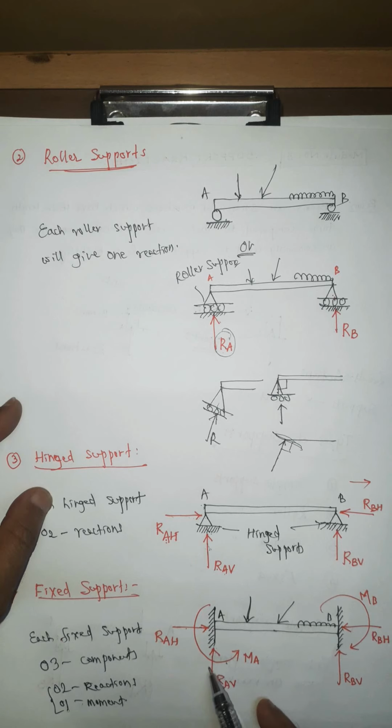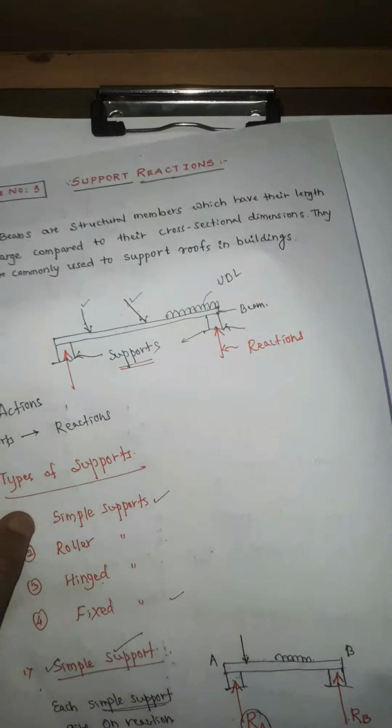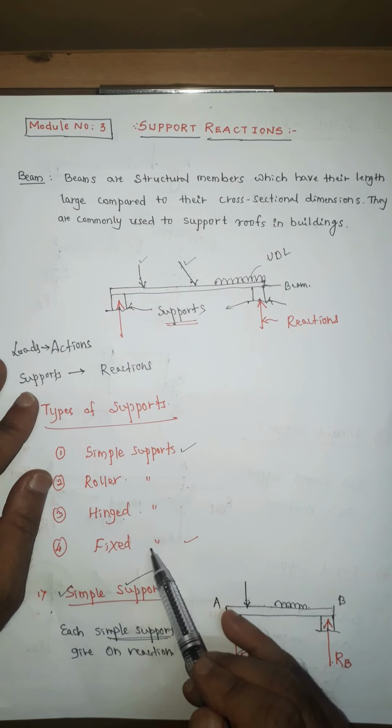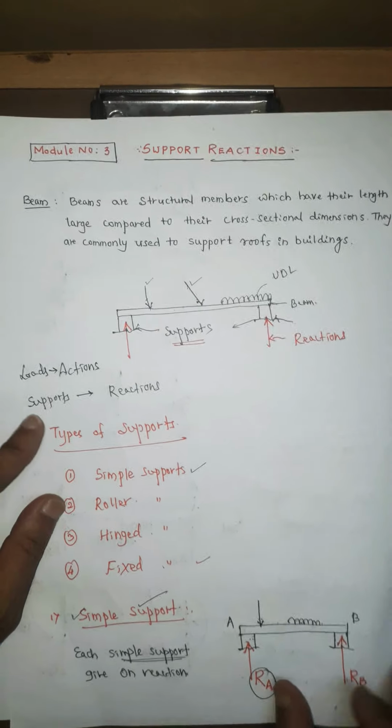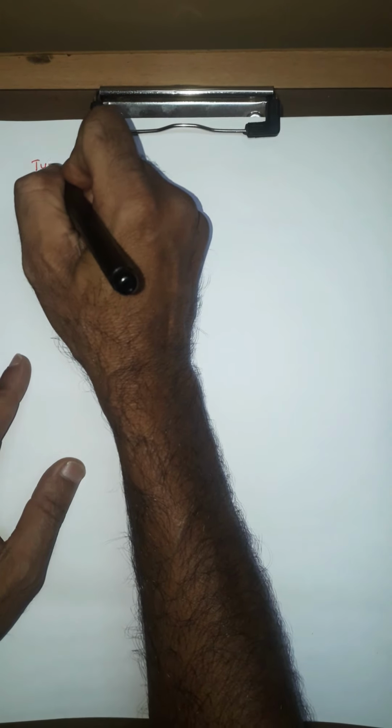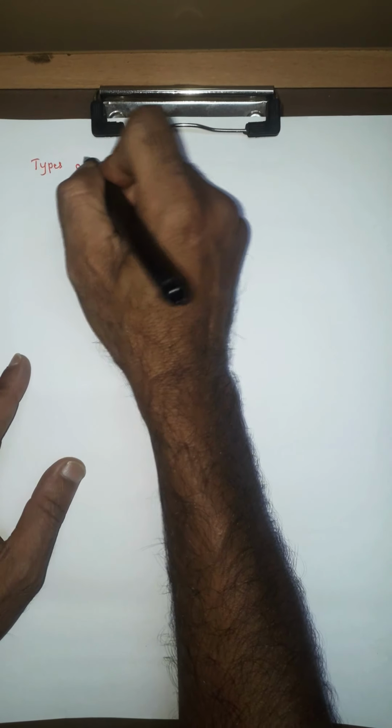That is two reactions and one moment will be there. This is clockwise or anti-clockwise. So basically we have the four supports: simple support, roller support, hinged support, and fixed support. Okay. The next important thing is types of loads.